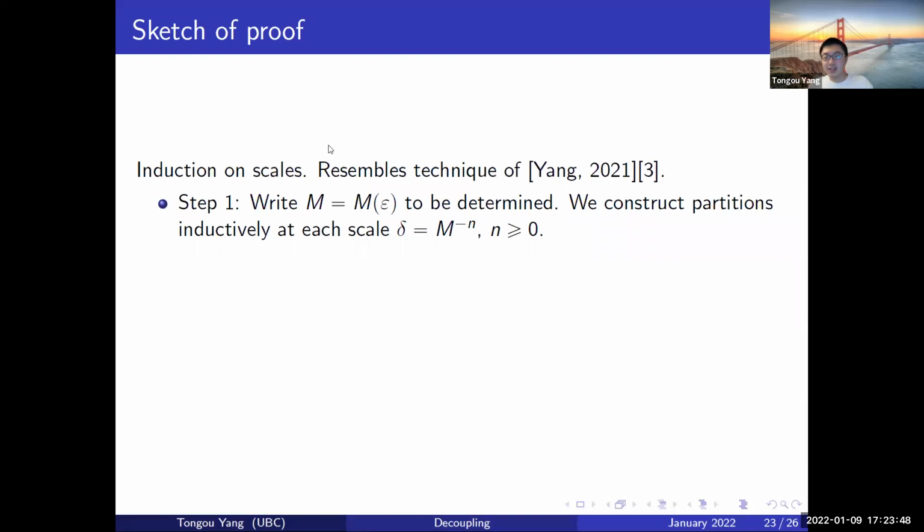And the very rough sketch for proof is as follows. It is by inductional scales, and it resembles the technique of one of my previous work, which was in 2D. But now it turns out that in 3D, with a much more detailed treatment, the same idea would also work. The first step is to write a large constant, which depends on epsilon and possibly phi only, to be determined. We construct partitions inductively at each scale, m to the power minus n.